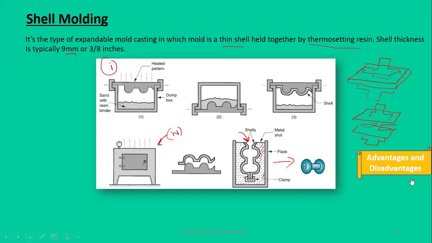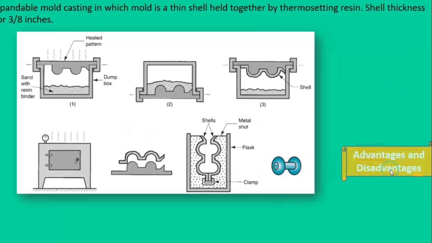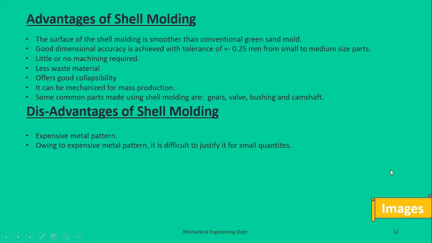So there are certain advantages and disadvantages for this shell molding. The first advantage is that the surface of the shell molding is smoother than conventional sand casting or green sand mold, because we know that green sand has some moisture, which causes defects or roughness in the surface. While in the case of shell molding, it is placed in the oven to remove that moisture and to have a hard surface or a hard shell.